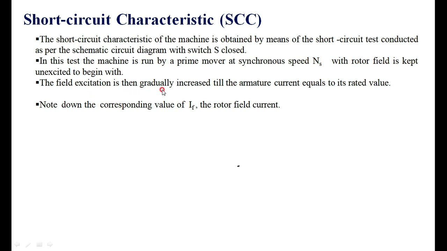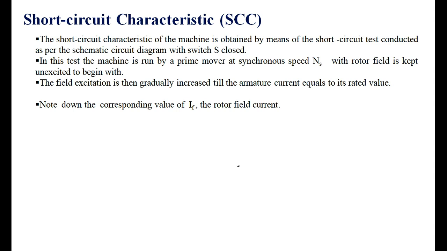The field excitation is then gradually increased till the armature current equals its rated value. Then you can note down the corresponding value of the rotor field current. For different values of field current, you note down the short circuit current, which should not exceed the rated current. Below that, you take two or three sets of readings, then you can draw the short circuit characteristics.